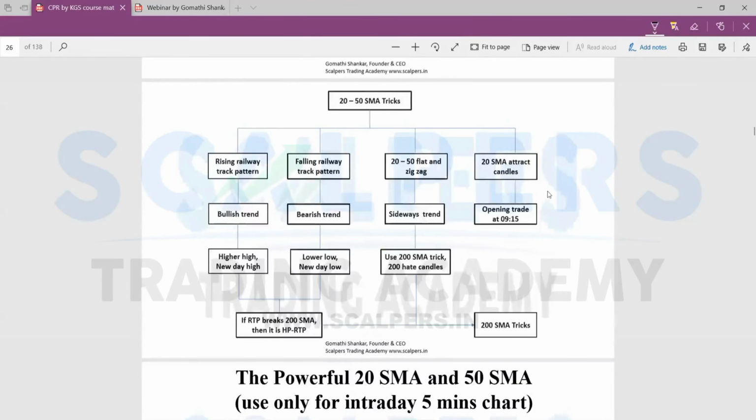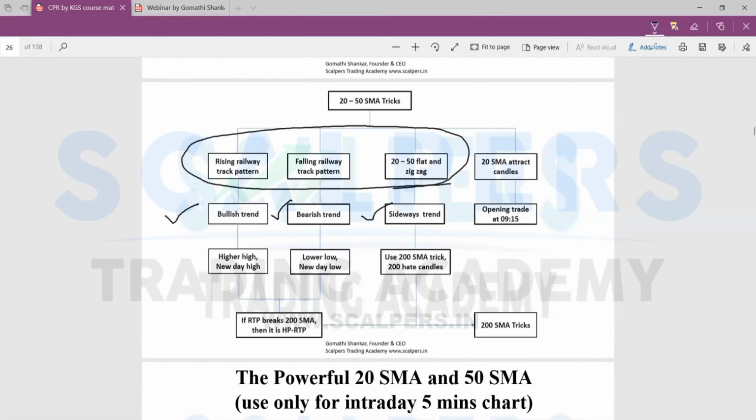Now these are the tricks which we are going to see in moving averages. There are many tricks. As I told earlier, there are 3 trends in the market: a bullish trend, a bearish trend, and a sideways trend. To identify each and every trend, we are going to see a few tricks.